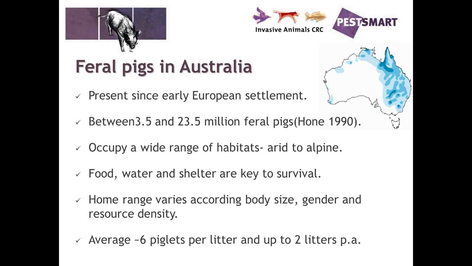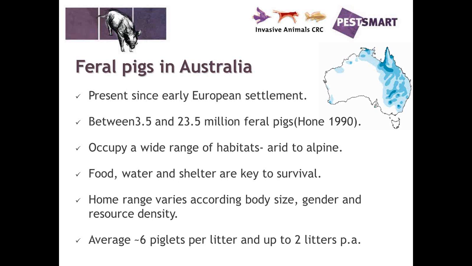In 1990, Jim Hone estimated there to be between 3.5 and 23 million feral pigs in Australia. So that's a confidence interval estimate, so the density should fall somewhere in between there. They occupy a wide range of habitats throughout Australia, from the really arid zones, where I've been doing some work currently in central New South Wales, which is mallee climate, through to the alpine and even the wet tropics in North Queensland.